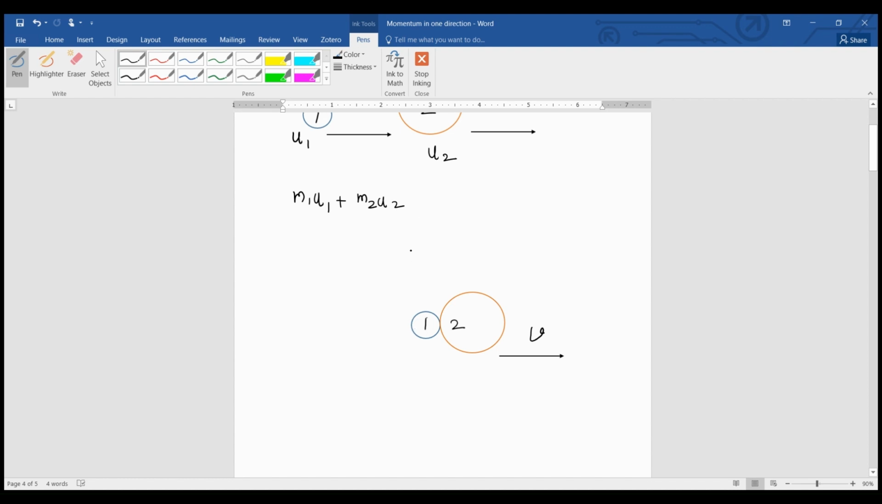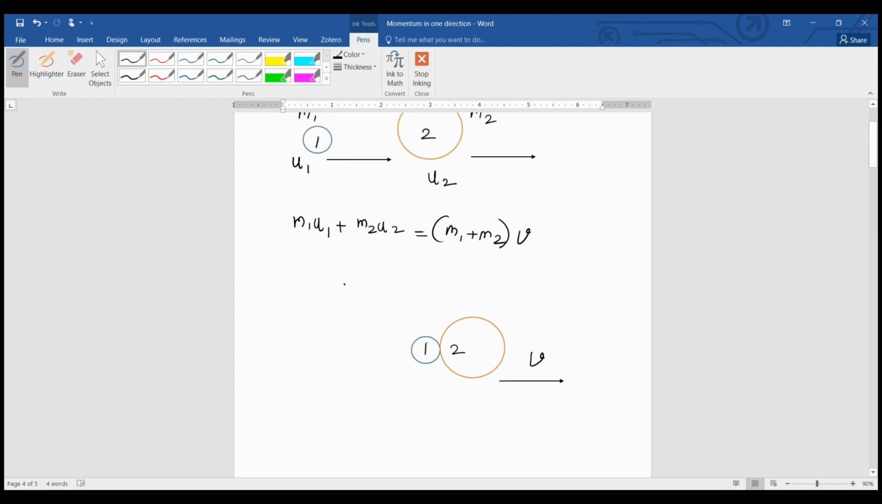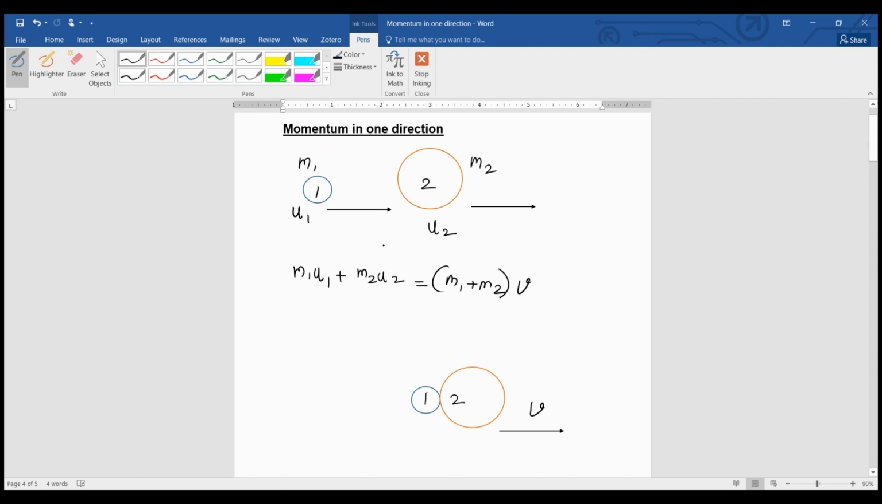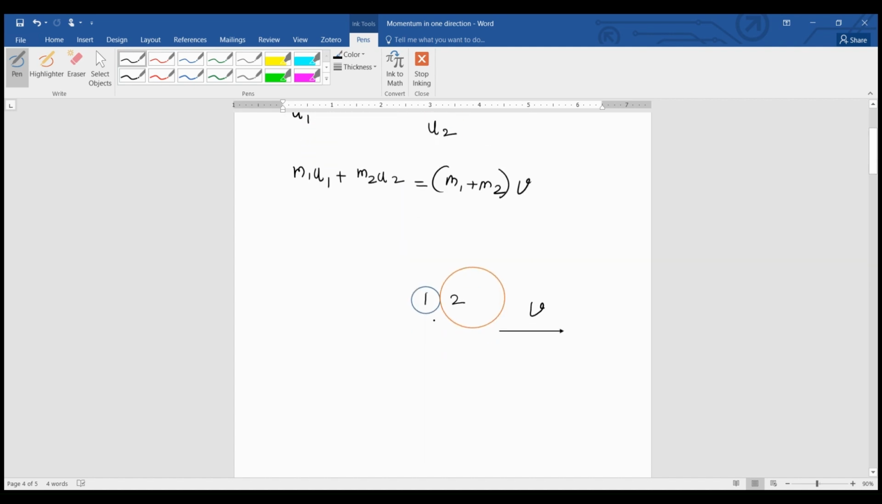So what will be the momentum after collision? It will be (m1 plus m2) multiplied by v. So this is one example of the law of conservation of momentum. The total momentum before, when the objects were moving separately, should be equal to the total momentum after, when the objects were moving together. Okay, this is one example.